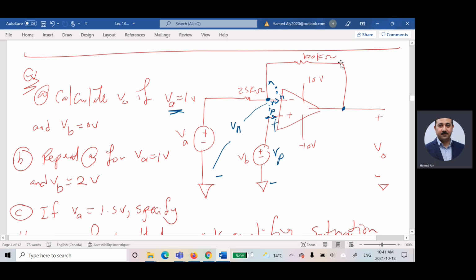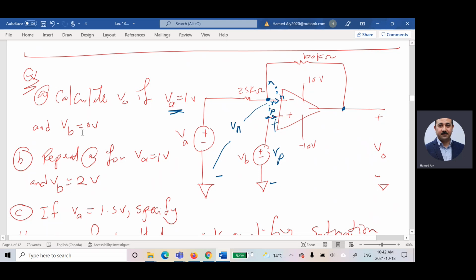Then we have a resistor here connecting the negative terminal to the output, which is called the feedback resistor, 100 kilo ohms. And I have another resistor here that's connected between the negative terminal and the source, which is 25 kilo ohms. What's needed here, I would like to calculate VO. Where is VO? It is the voltage between that point and the neutral. If VA is equal to 1 and VB is equal to 0.